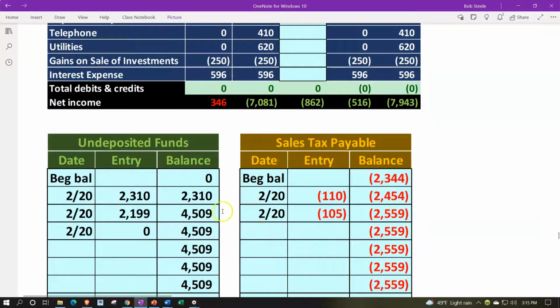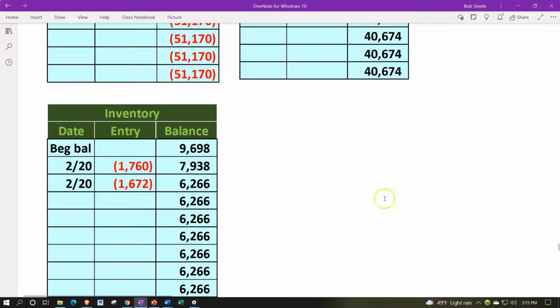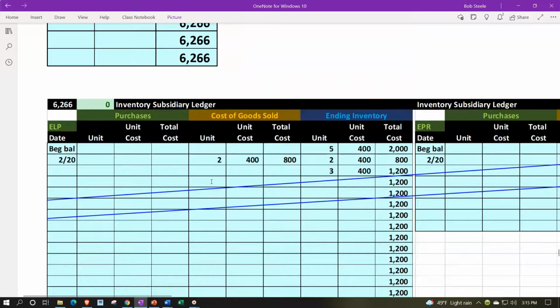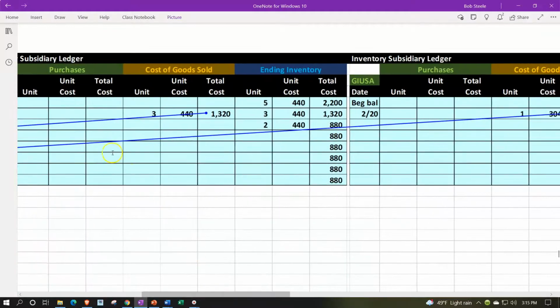If we look at the undeposited funds, we were at $2,310, goes up by $2,199 to $4,509. Sales tax payable was at $2,454, goes up by $105 to $2,559. Sales was at $49.76, goes up by $2,094 to $51,170. Cost of goods sold was at $39,002 after the last transaction, went up by $1,672 to $40,674. And inventory after the last transaction was at $7,938, goes down by $1,672 to $6,266.